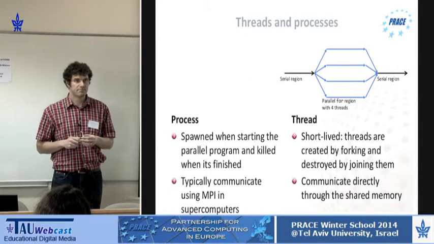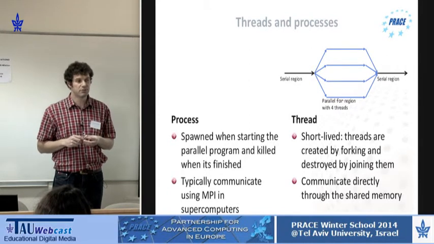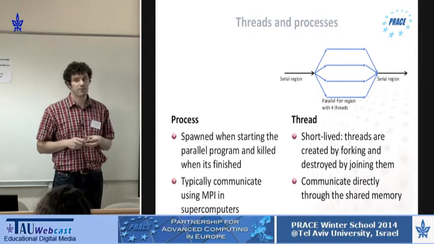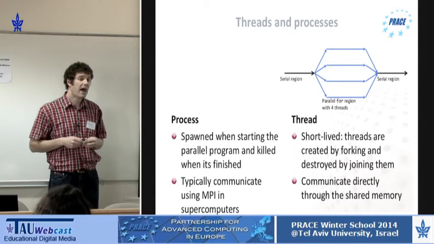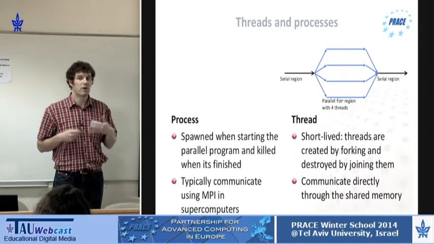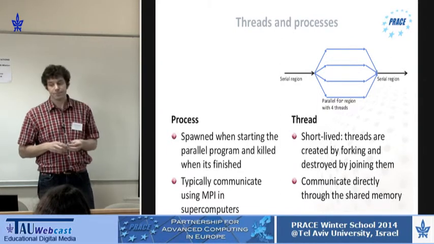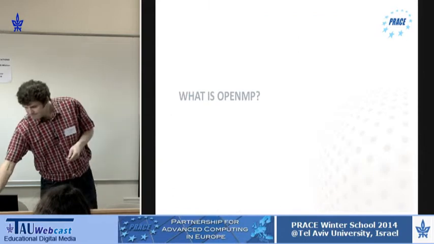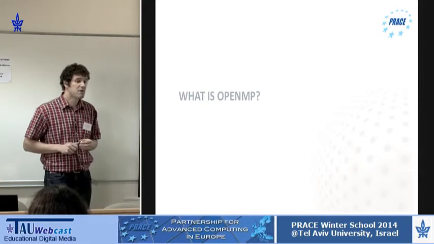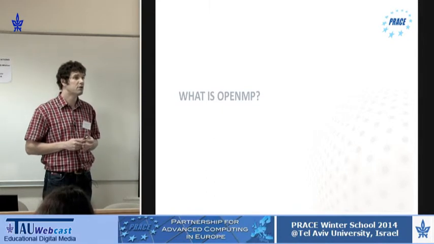So the distinction between threads and processes to keep in mind is that threads are something lightweight. You can create and destroy them on the fly, in principle, and that with processes you cannot access the memory of other processes, while with threads the memory is shared between them.